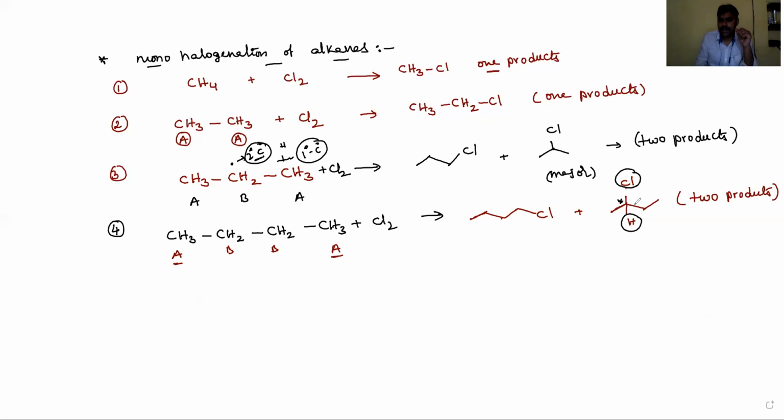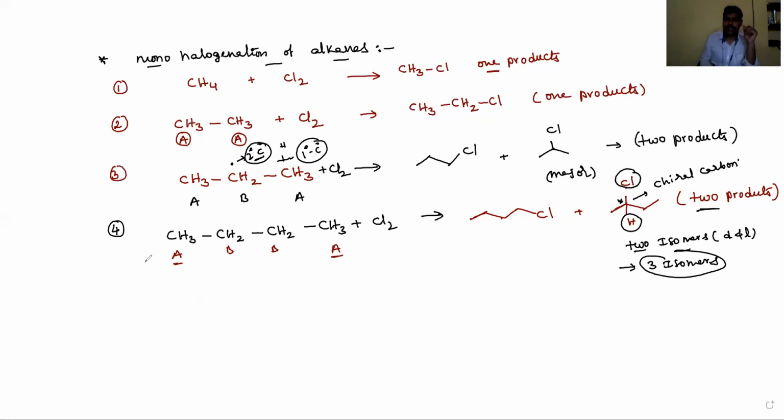Okay, and this is the chiral carbon. Chiral carbon or asymmetric carbon produces two isomers. So one asymmetric carbon is present, means two isomers are present, one D and L. So total here two isomers and it is one. Then total three isomers are possible, dear students. So the number of isomers are 3 and number of monohalogenated products are 2 for N-butane.